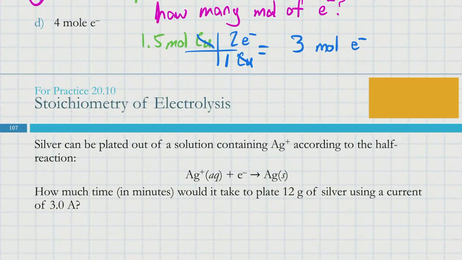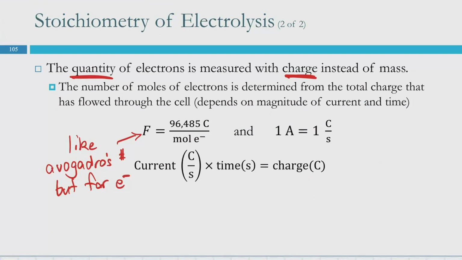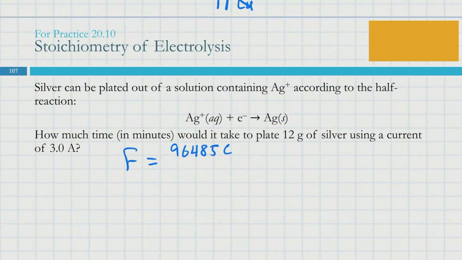All right, let's add a couple more steps. Silver can be plated out of a solution containing silver ions according to this half reaction. How much time in minutes would it take to plate 12 grams of silver using a current of 3.0 amps? A couple of things that you'll need for this that you would have on your information sheet. Faraday's constant, 96485 coulombs per mole of electron. 1 amp is 1 coulomb per second.